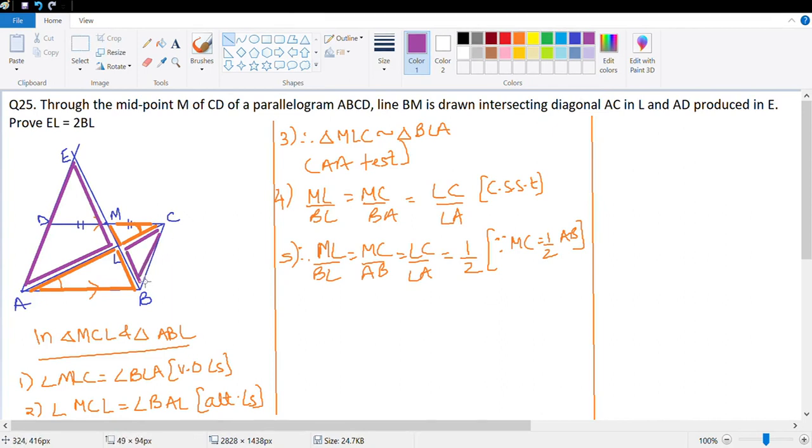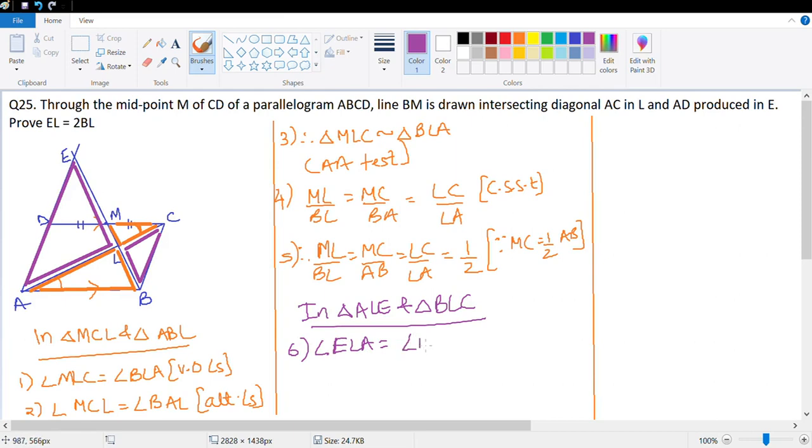Yes, it should help me. ALE and BLC. I should be able to get the ratio of EL upon BL. Okay, so in triangle ALE and triangle BLC, what can I get equal? I have angle ELA is equal to angle BLC, which is basically this angle that I'm referring to, which I have marked with a dot. This is vertically opposite angles are equal.